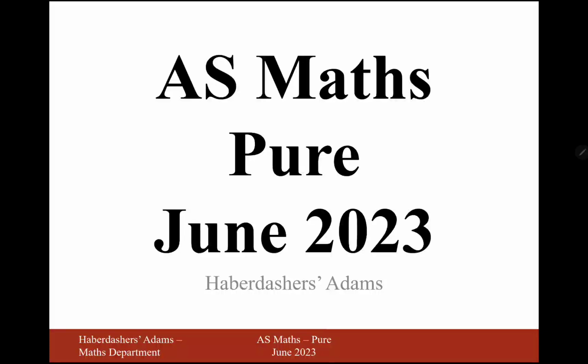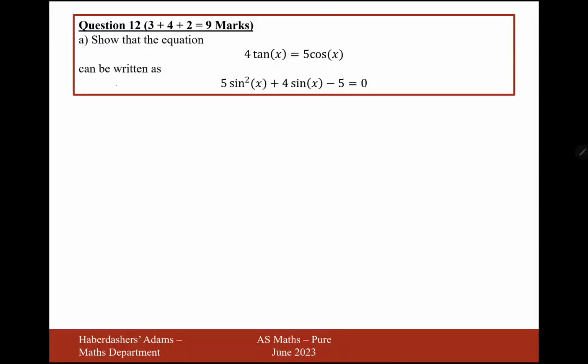Hello there, welcome to the AS Maths Pure June 2023 paper. Here we're looking at question 12. Show that the equation 4 tan x equals 5 cos x can be written like this.